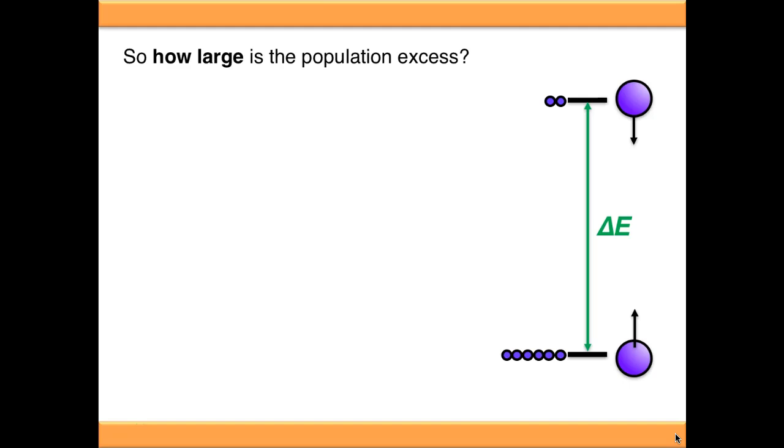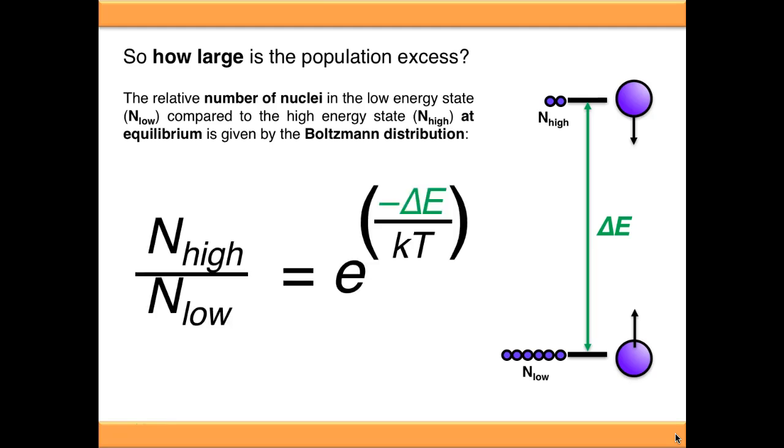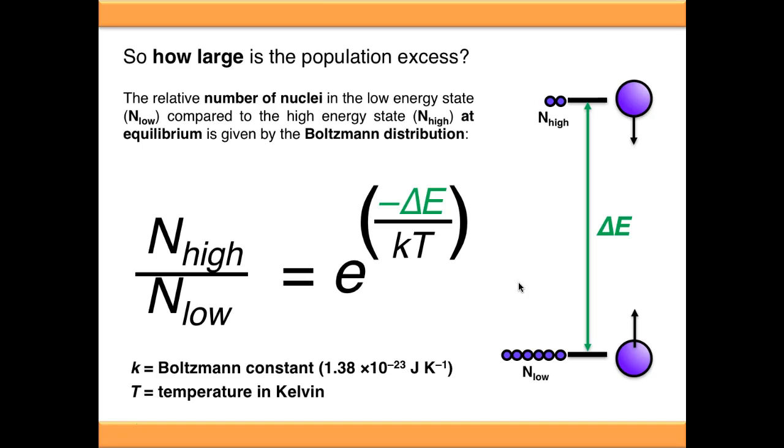So how large is it? Well, the relative number of nuclei that we have in our low and high energy states is given by a Boltzmann distribution, as we discussed before. So the number of nuclei in the high energy state divided by the number of nuclei in the low energy state is equal to e to the power minus delta E, which is the gap between the energy levels, divided by kT, where k is the Boltzmann constant, 1.38 times 10 to the minus 23 joules per Kelvin, and T is the temperature in Kelvin.